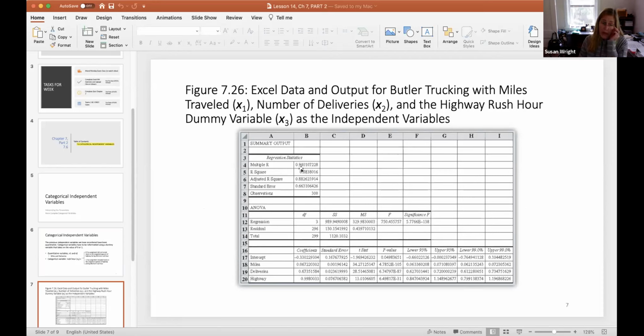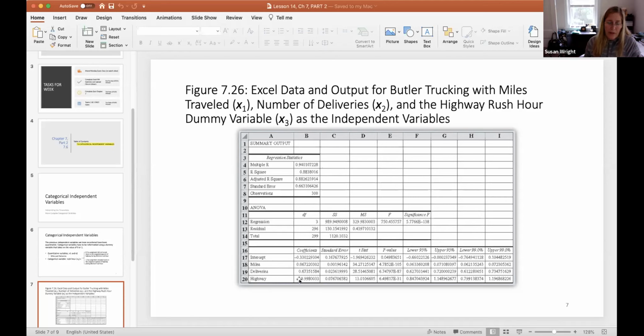This can take a value anywhere from 0 to 1. This regression right here is pretty strong. We're explaining about 88.3% of the variance. In this case, we have 3 variables. Miles was a variable, miles driven in this example. Deliveries, the number of deliveries. These were both quantitative variables. And then highway was a categorical variable. The highway was either a congested highway or not congested highway. So we put a 0 for one and a 1 for the other, and we ran it out.